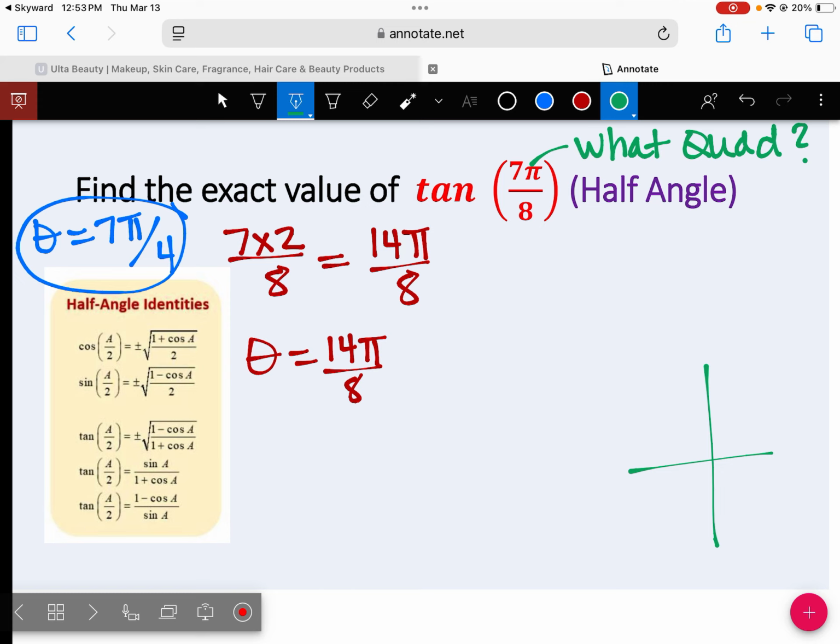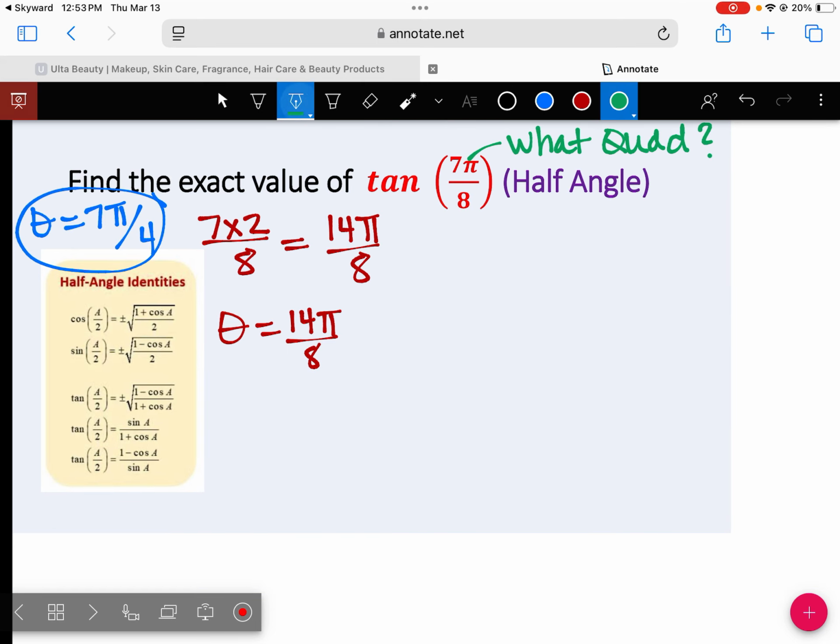So remember, we count by half of our denominator. So this would be 0 over 8, 4 over 8, 8 over 8. So 7 over 8 would be somewhere in here. So we're in quadrant 2. And in quadrant 2, is tangent positive or negative? Negative. All right, so that's all important to keep in mind.